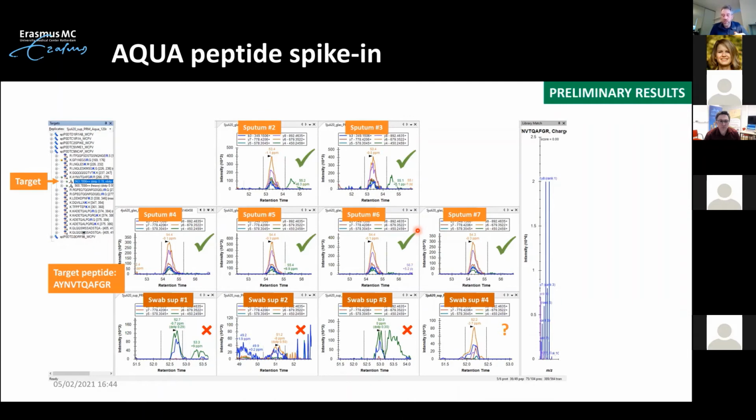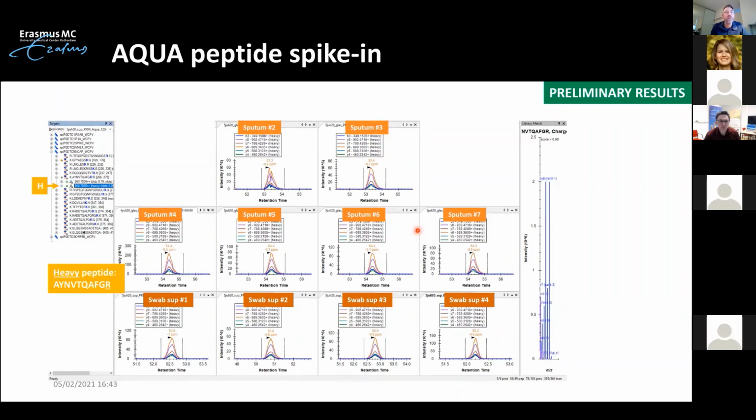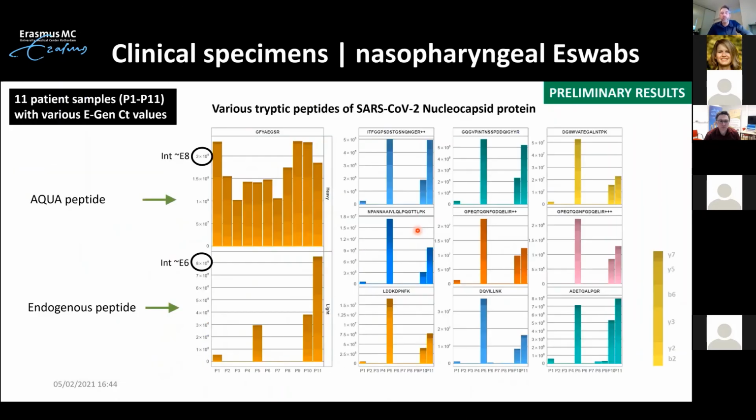And I'll just switch back and forth a few times so that you can compare the plots. So these are the endogenous peptides, and these are the spiked in heavy peptides. So the patterns are very much identical here. Next, we analyzed a batch of e-swabs kindly provided by the Jeroen Hospital. And the huge advantage of this kind of swab is that there's much less background contaminating proteins in them.